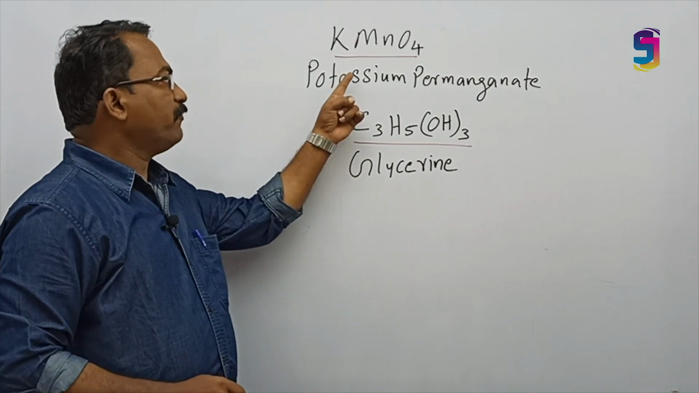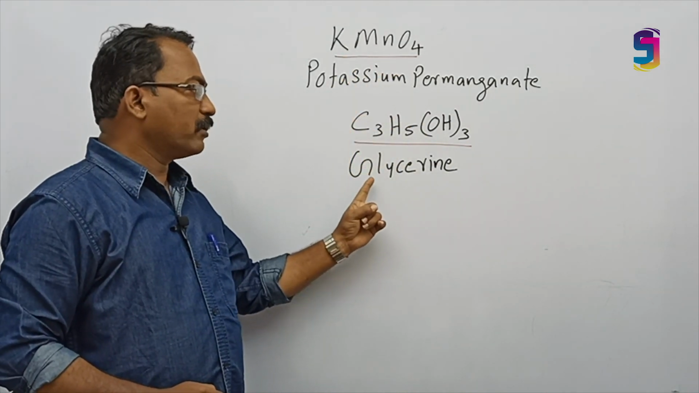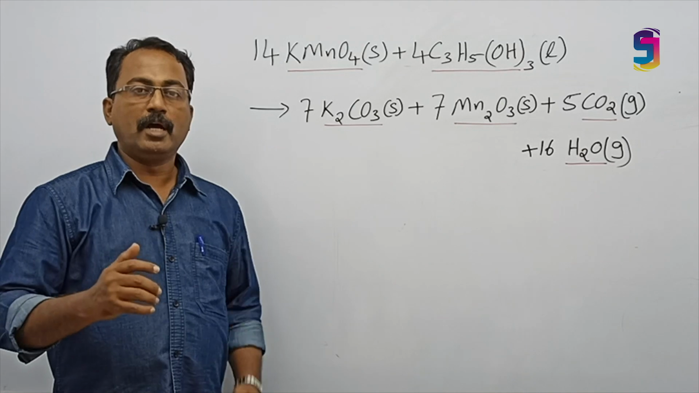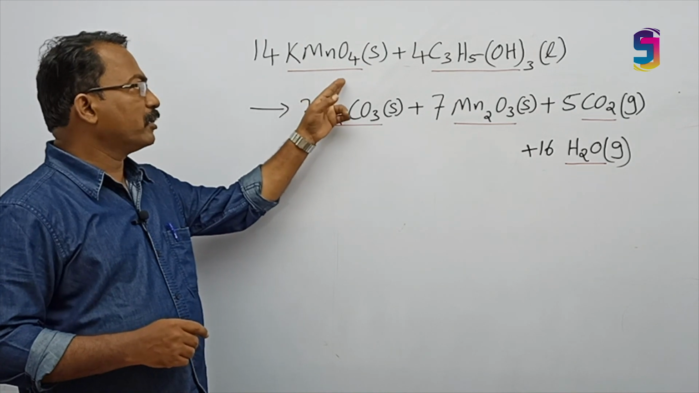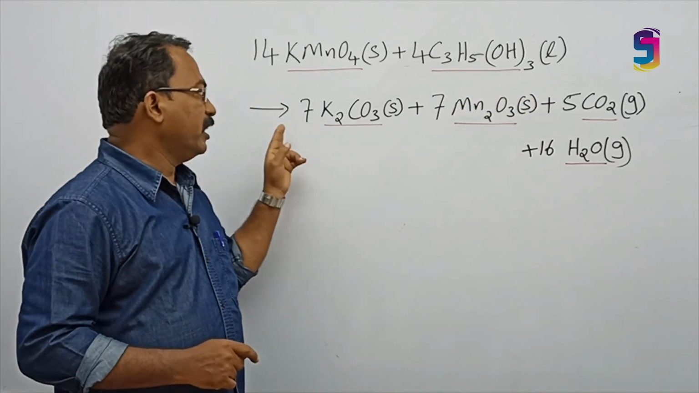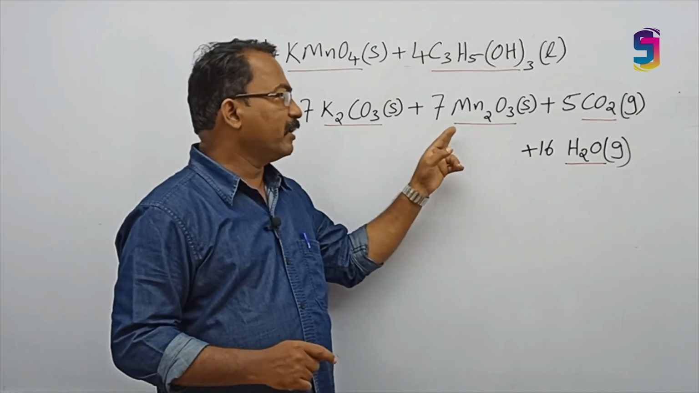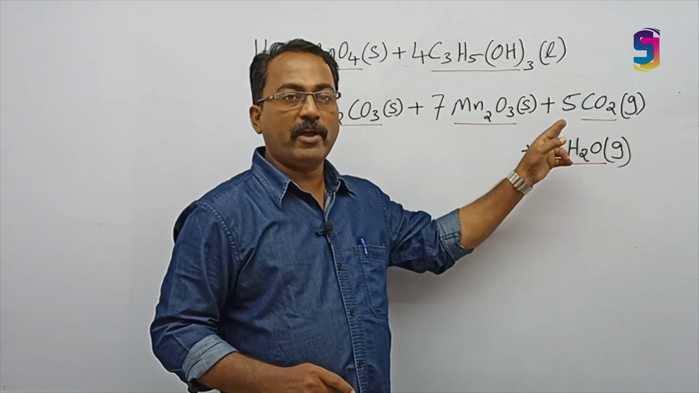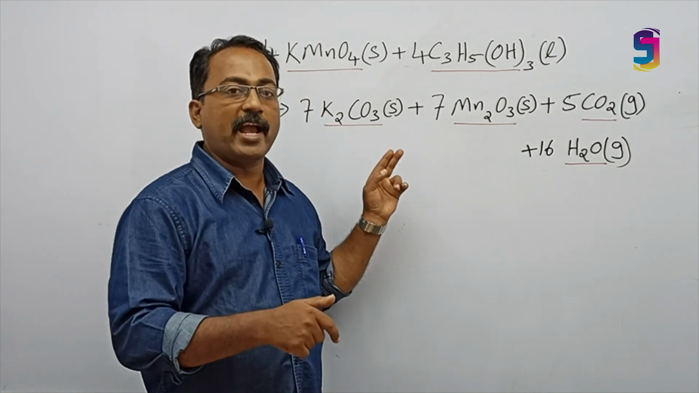The chemical formula for potassium permanganate is KMnO4, and the chemical formula for glycerin or glycerol is C3H5(OH)3. Now let us see the chemical equation behind this reaction. 14 KMnO4 solid plus 4 C3H5(OH)3 liquid gives 7 K2CO3 solid, that is potassium carbonate, plus 7 Mn2O3 solid, manganese oxide, plus 5 CO2, carbon dioxide, plus 16 H2O gas. This is the chemical reaction behind this reaction.